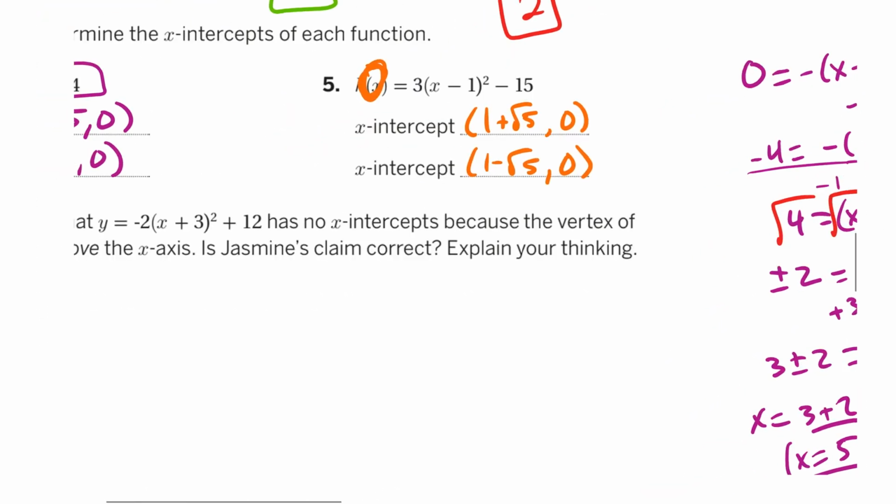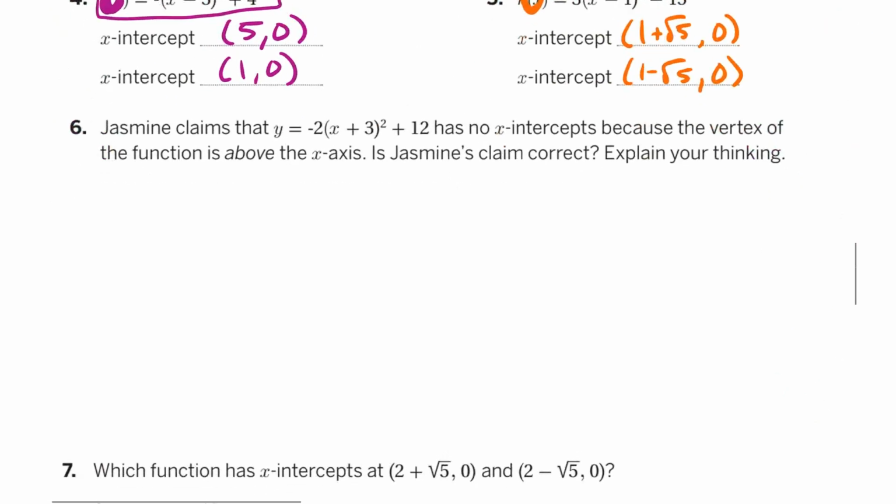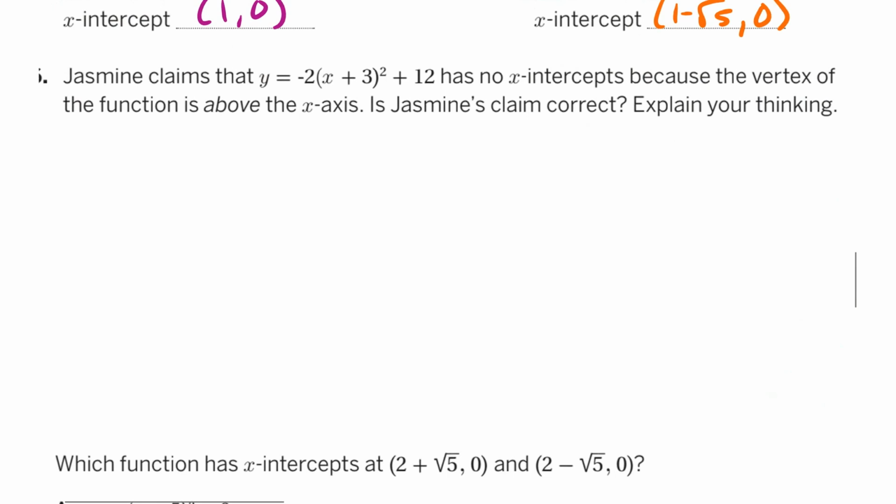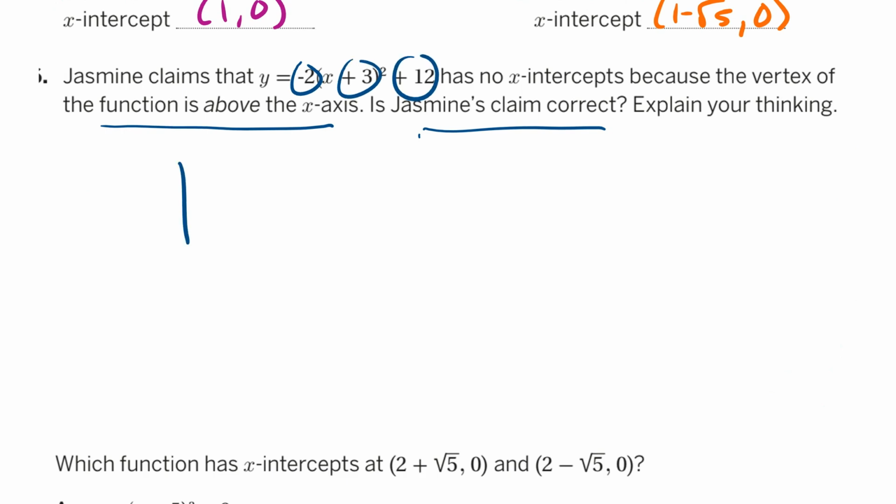Okay, for number 6, we got Jasmine claiming that this equation here has no x-intercept because the vertex of the function is above the x-axis. Is Jasmine's claim correct? And explain your thinking. So in this case here, we see 3 different numbers that are going to be transforming our original parabola shape here. The first one here is a reflection, and that's really the key to helping us answer this, because if it's going to reflect, that means our parabola is actually going to point down.